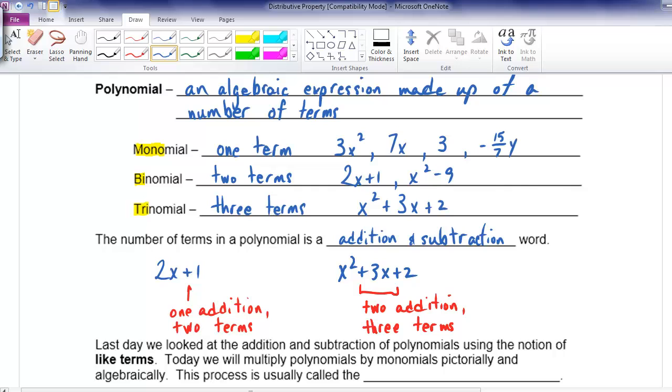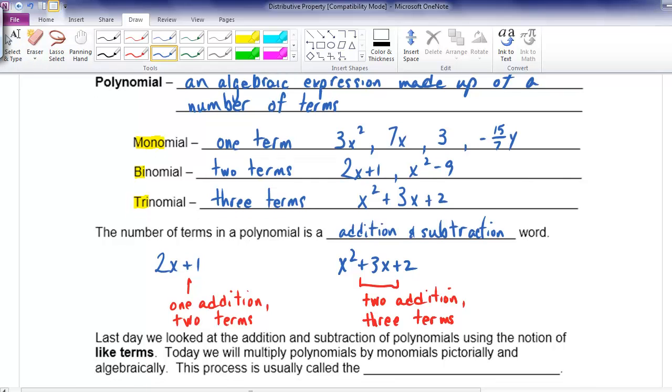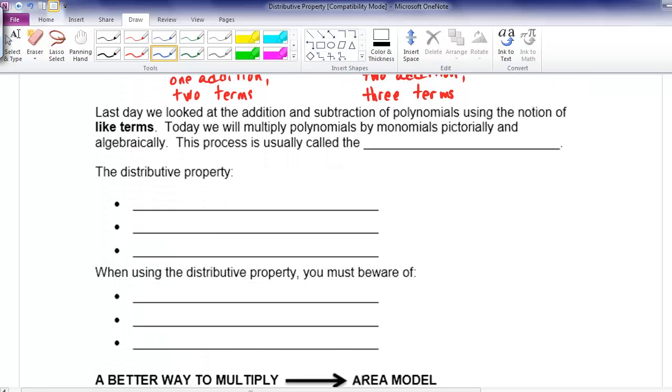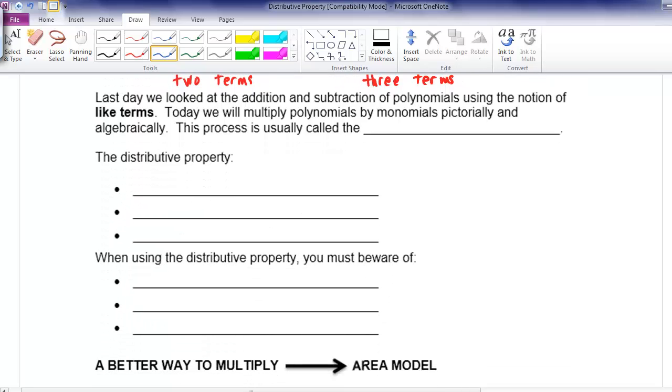Okay, so those are what polynomials are, and that's the language we're using, and I guess they're just big, messy things. So last day we looked at addition and subtraction of polynomials using this notion of like terms. Algebraically, it's the same base raised to the same exponent. Pictorially, with algebra tiles, it's the same shape and size. Well, today we're going to look at multiplying polynomials by monomials, pictorially and algebraically. And this process is usually called the distributive property.